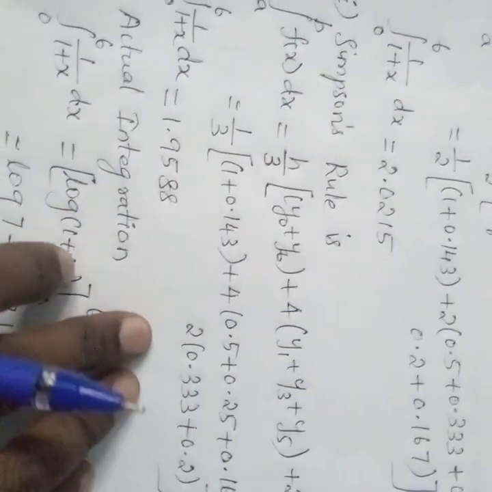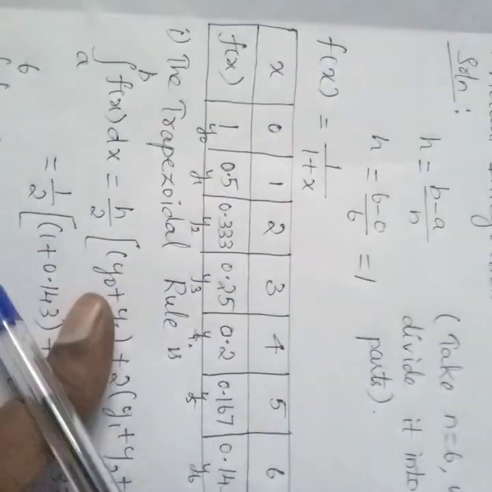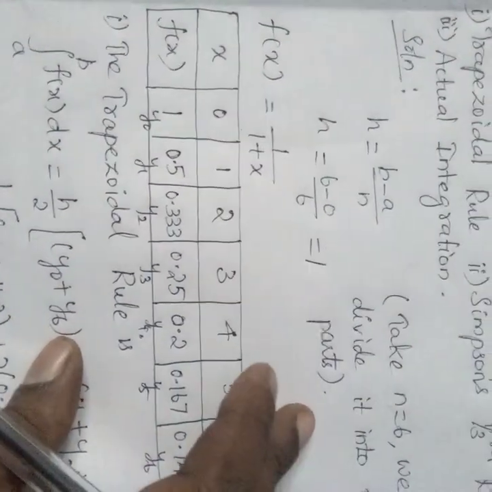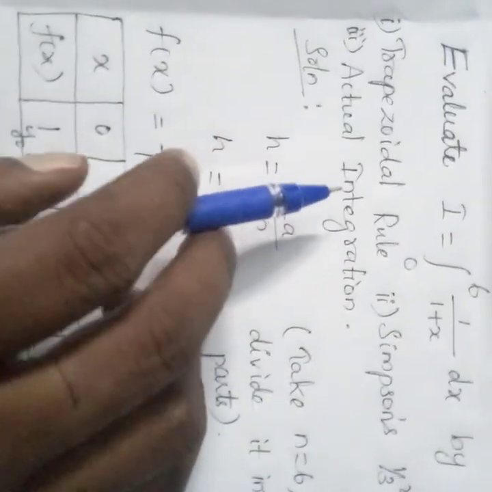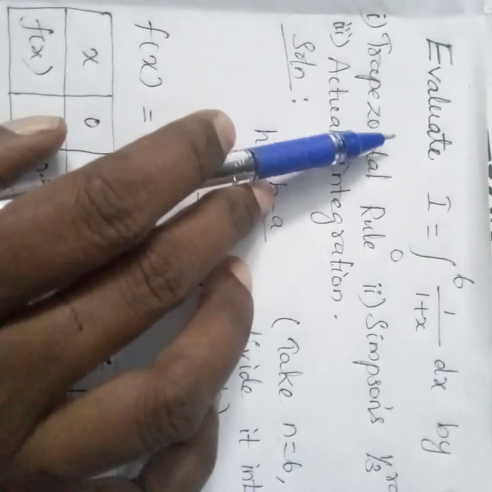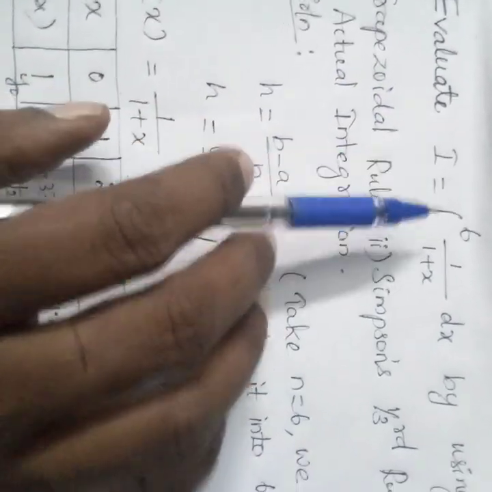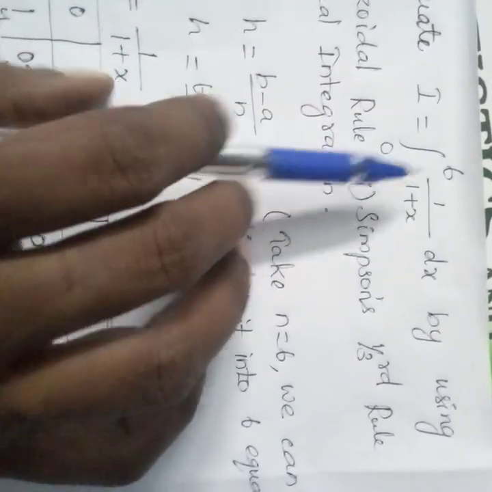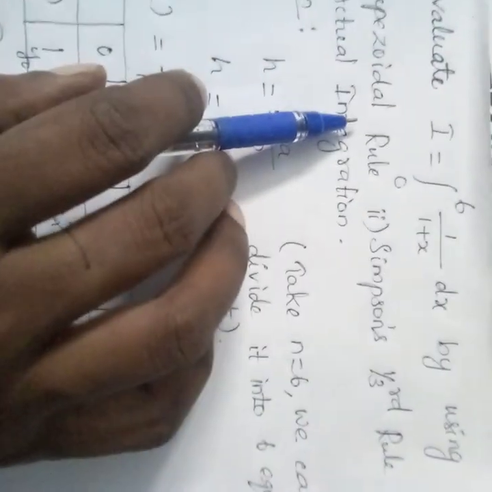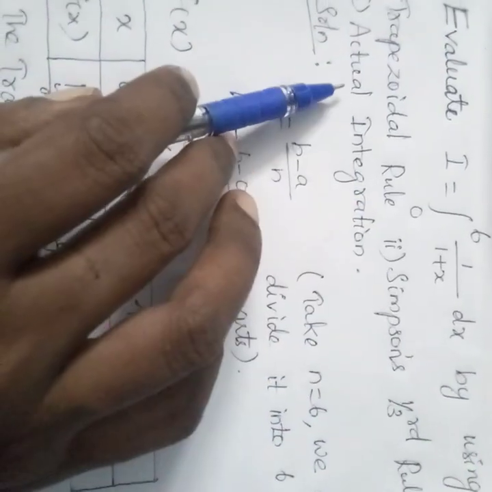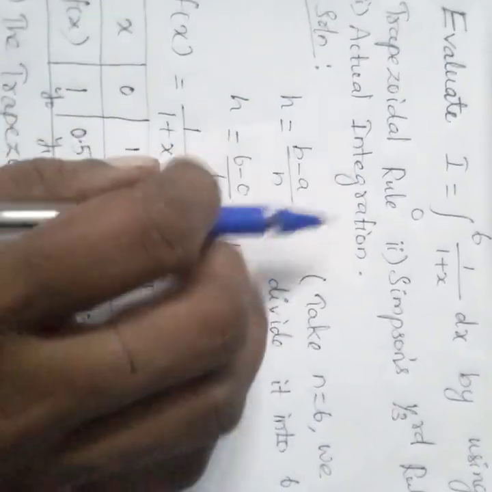Okay, now let us see the problem based on single integration, trapezoidal and Simpson's rule. So the question is, evaluate the integral, that means I is equal to integral 0 to 6 of 1 by 1 plus x dx by using, so we have 3 parts. First one trapezoidal, second one Simpson's rule, and third one actual integration, that means normal integration.